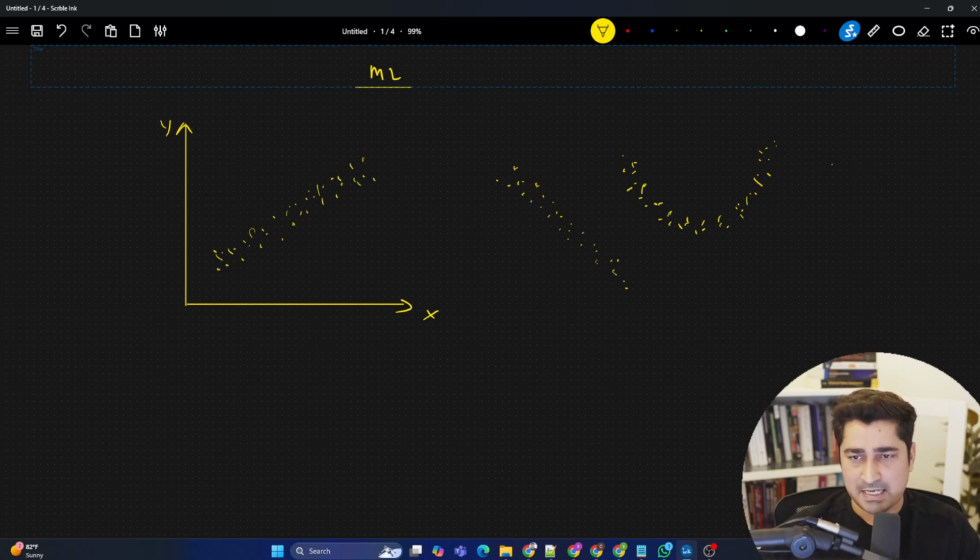So every data set has some sort of a shape, and whenever we have a data set with a certain shape, we can say that it is trying to show me some sort of a relationship between my X and my Y. Here, X is my input and Y is my output. Let's assume that. The data set is trying to showcase a trend.